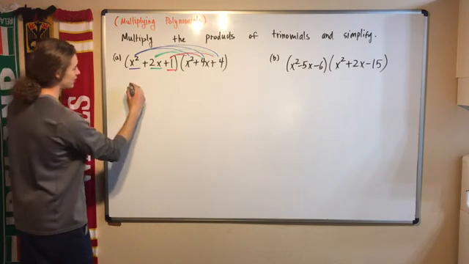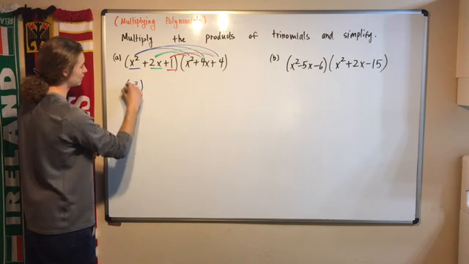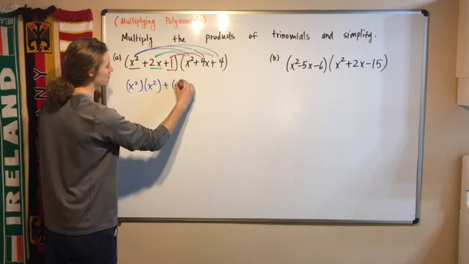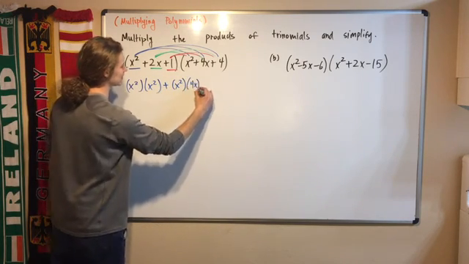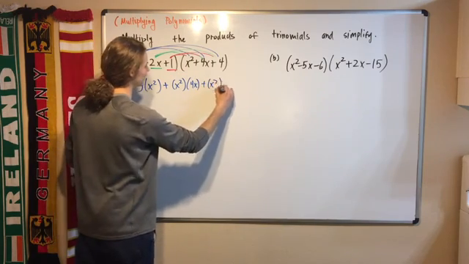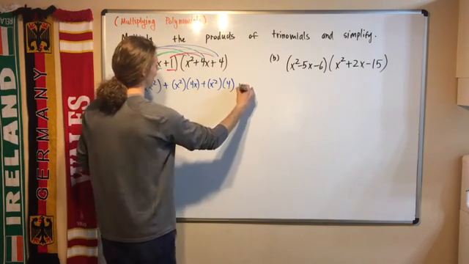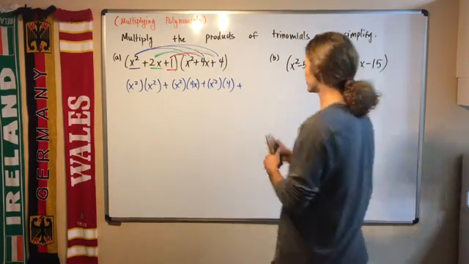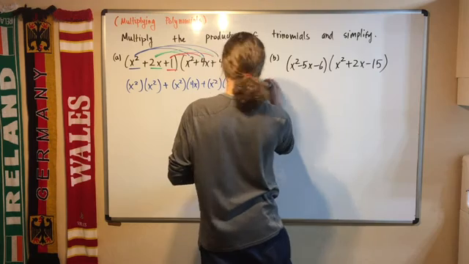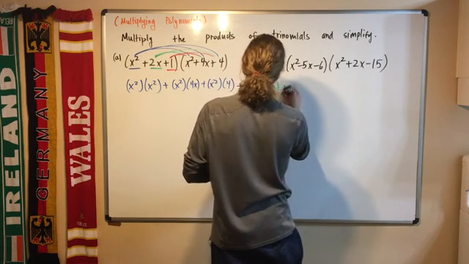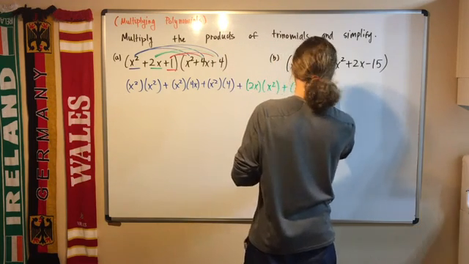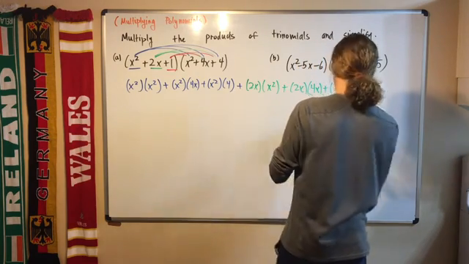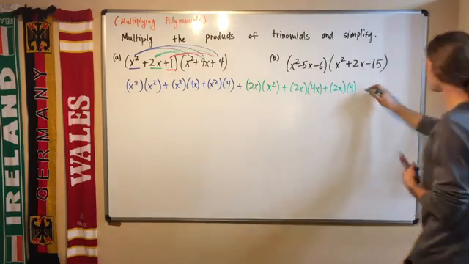Well, we can write x squared times x squared. So distribute first. Add to that x squared times 4x. Add to that x squared times 4. Add to that, now we're on to our green terms, our 2x terms. So we'll add to that 2x times x squared plus 2x times 4x plus 2x times 4. Onto our red terms.